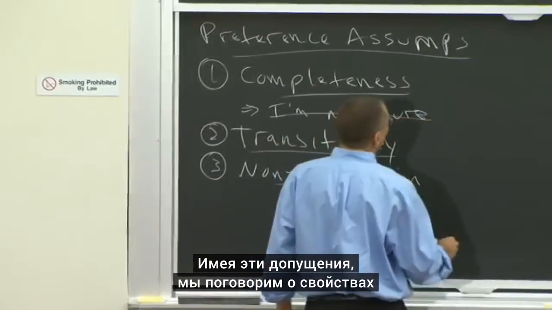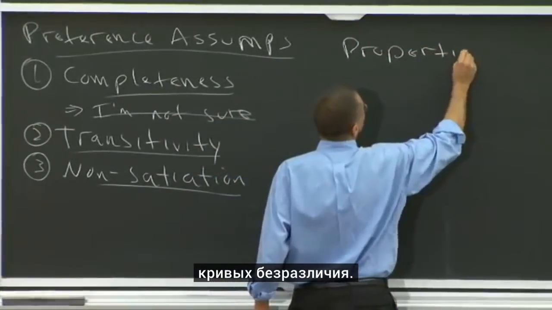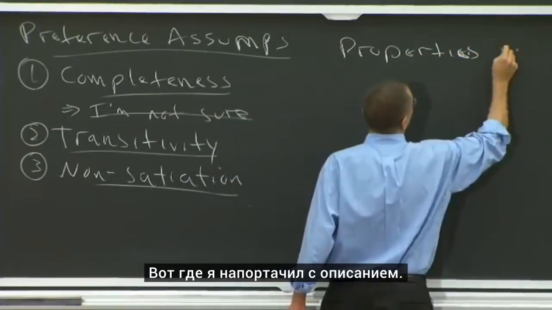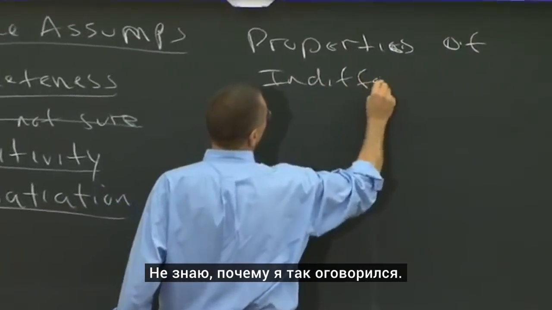Now, given these, we're going to talk about the properties of what we call indifference curves. This is why I screwed up before. Of course you can be indifferent between things. That's the whole point of economics. I don't know why I got that wrong.